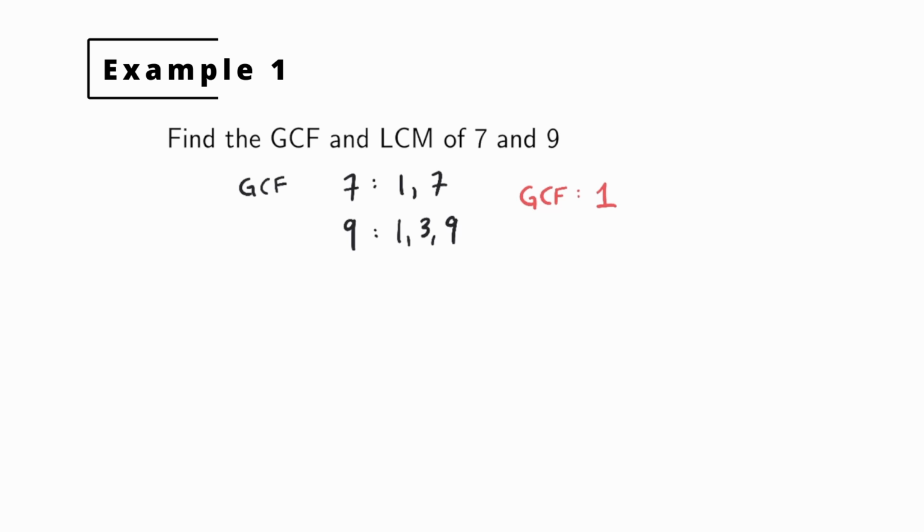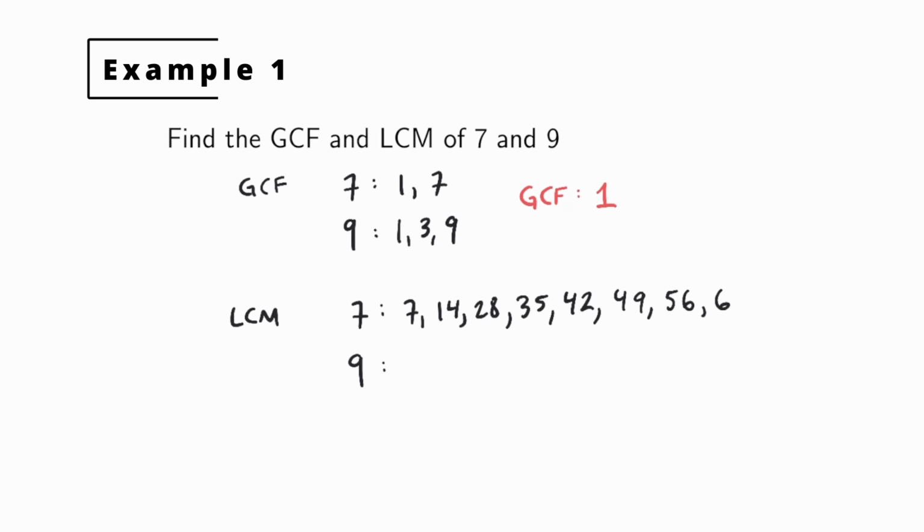Now, if we want to find the least common multiple, we just list out multiples of 7 and 9. So for 7, it's 7, 14, 21, 28, 35, 42, 49, 56, and then finally 63. Now 63 is 7 times 9, right? So that'll come into play in a minute here.